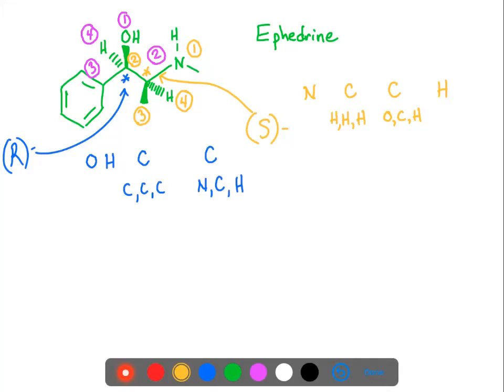So within this molecule ephedrine, we have 2 chirality centers, and the configuration of the chirality center at this location we assigned as R, because we had that clockwise rotation going from our highest priority group to our third highest priority group, whereas the opposite was encountered for that other chirality center.